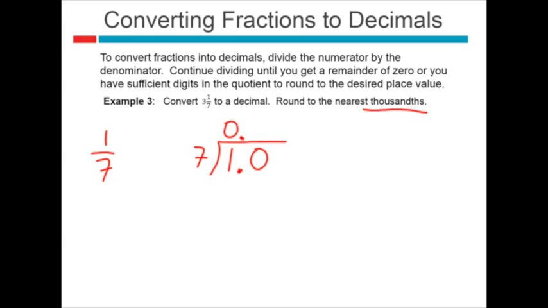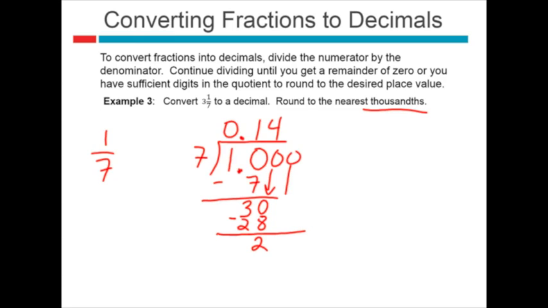So 7 goes into 10 one time, minus 7 is 3. Now I'll add another 0 and bring it down. 7 goes into 30. Let's see. 4 times. 4 times 7 is 28. And then we subtract and we get 2. So I'll add another 0 and bring it down.